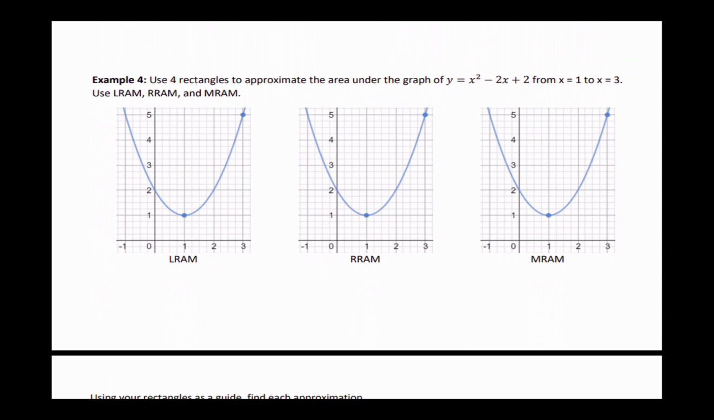They've given us 3 graphs. They're all the same. We're going to use 4 rectangles to approximate the area under the curve, which is y equals x squared minus 2x plus 2. We have to go from 1 to 3. So the bounds go from 1 to 3 for each.